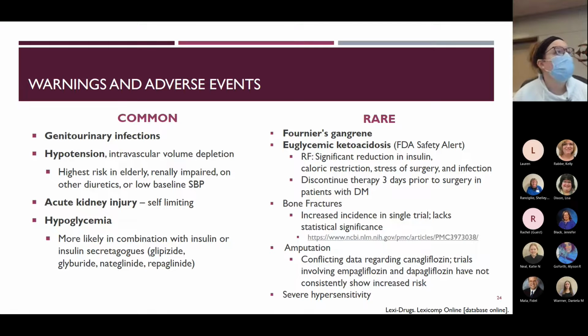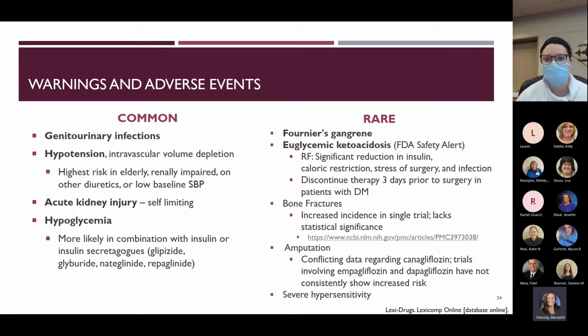The more rare side effects that patients are at risk of, but could potentially be harmful, I have listed on the slide for your knowledge. So Fournier's gangrene, especially if a genitourinary infection goes untreated. So again, this falls into that piece of making sure that patients are selected carefully and educated appropriately for proper hygiene. Euglycemic ketoacidosis is another rare side effect, but it is indicated as a safety alert by the FDA.